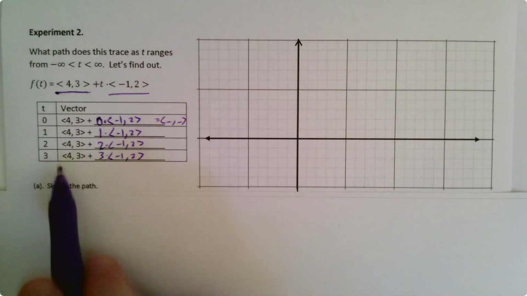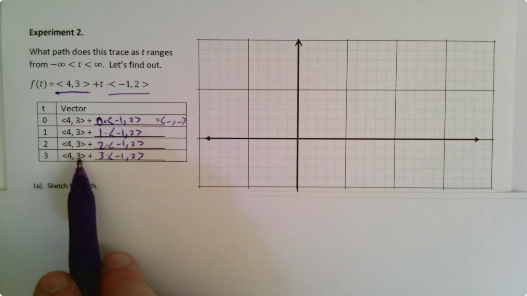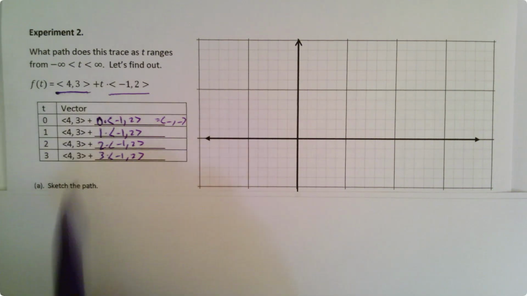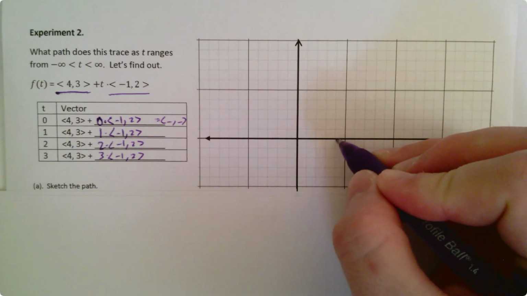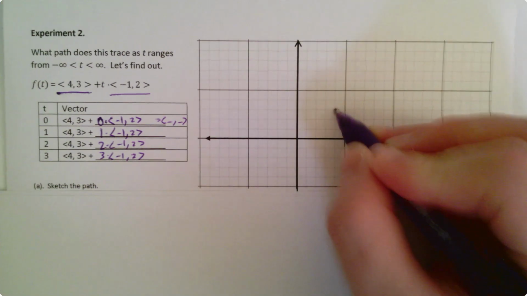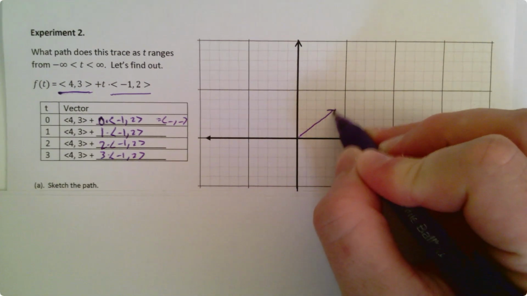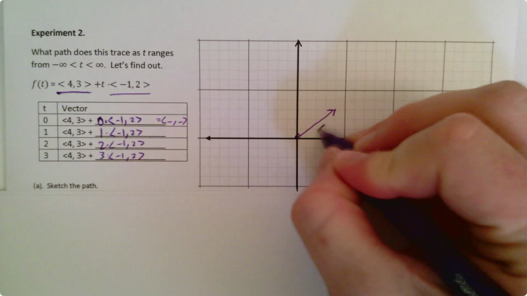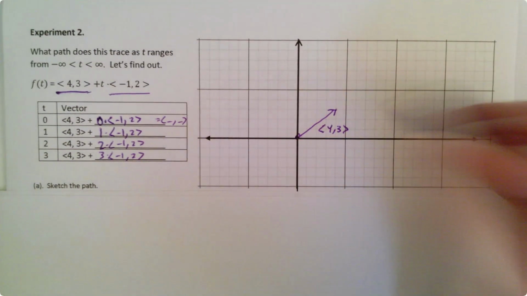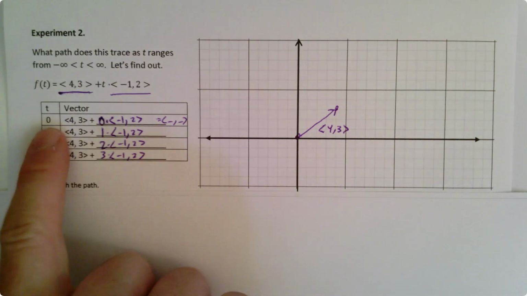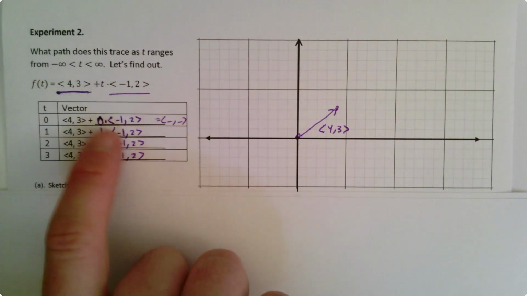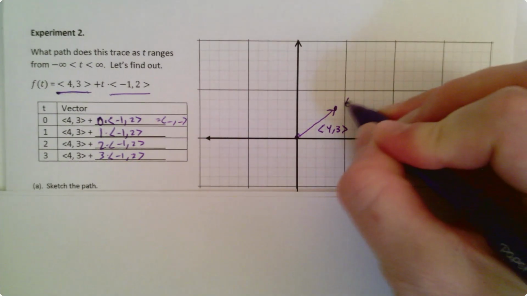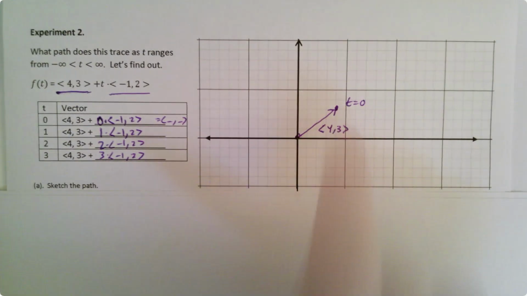So one thing I'm noticing is we always have the vector 4, 3 no matter what, because it's not being affected by time, so it's always there. So let's go ahead and add that vector that goes over 4 and up 3. Remember, we're treating these as position vectors, so they'll be starting at the origin. So there's our 4, 3. Okay, when time is 0, this other vector is getting scaled down to length 0, so there is no other vector to add. So at time 0, we start there.